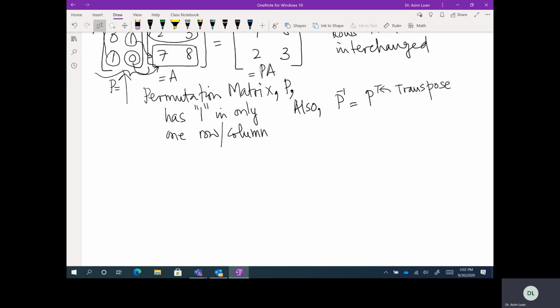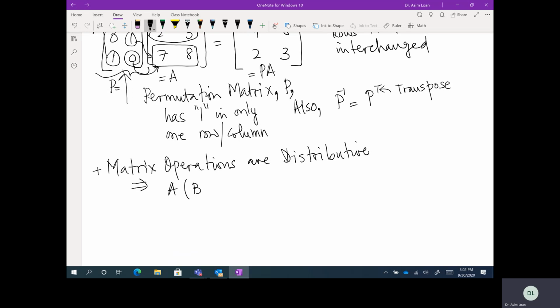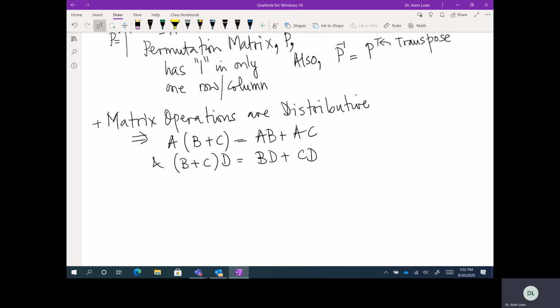So we already know matrix multiplication is associative. Matrix operations are distributive, which implies A times (B plus C) equals AB plus AC, and (B plus C) times D is equal to BD plus CD. And we already know this is not commutative. Matrix multiplication is not commutative at all.